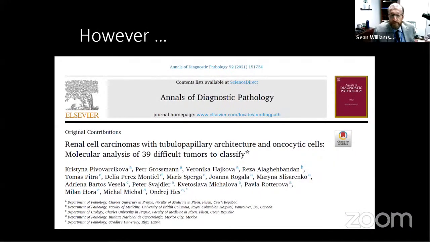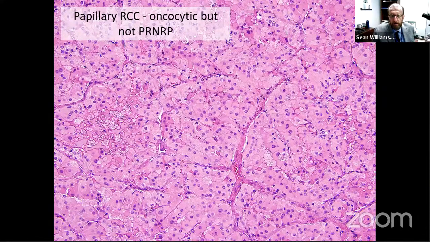However, although this is, I think, now gaining traction as likely a distinct entity, not everything that looks papillary and eosinophilic fits into this category. So a recent study by Ondrej Hes and his group from the Czech Republic showed that if you cast a wider net and look at renal cell carcinomas with eosinophilic cells, there are eosinophilic renal cell carcinomas that don't fit into that entity that we just talked about, the papillary neoplasm with reverse polarity.